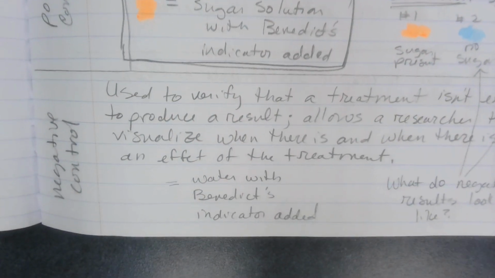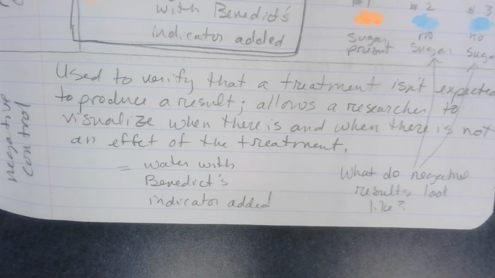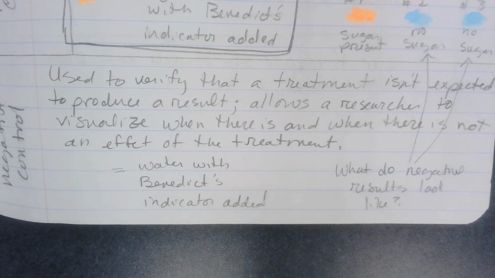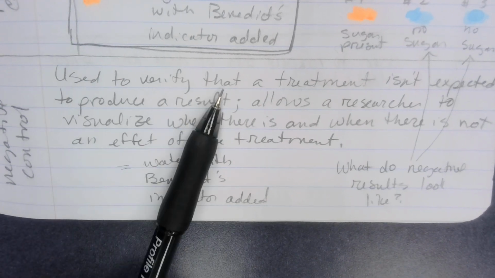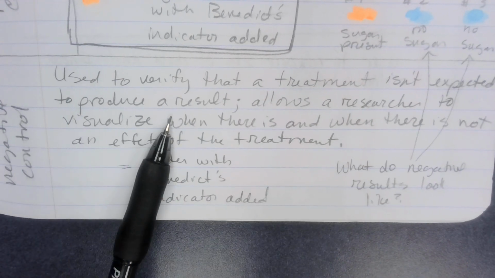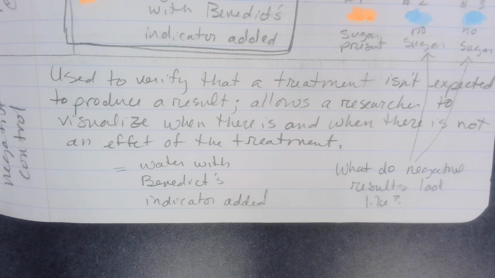So of course, there are negative controls. A negative control is used to verify that a treatment isn't expected to produce a result. It allows the researcher to visualize when there is and when there is not an effect in the treatment.